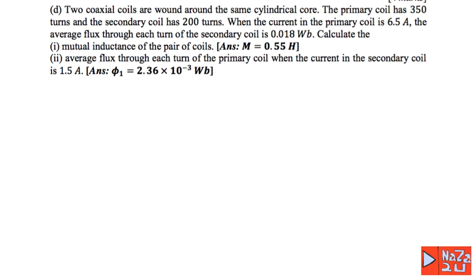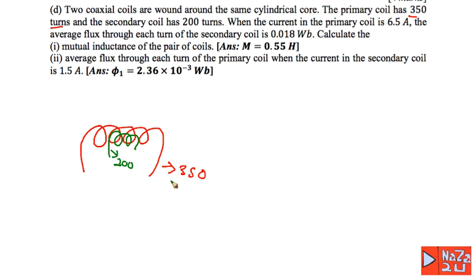Next question, number D. Two coaxial coils, one wound around the same cylindrical core. The primary coil has 350 turns. So this is for the primary. Let's say this is a coil, or I draw the solenoid, right? It's like the solenoid here, and the primary coil has 350 turns, and we have another coil here. This is the secondary, with 200 turns.